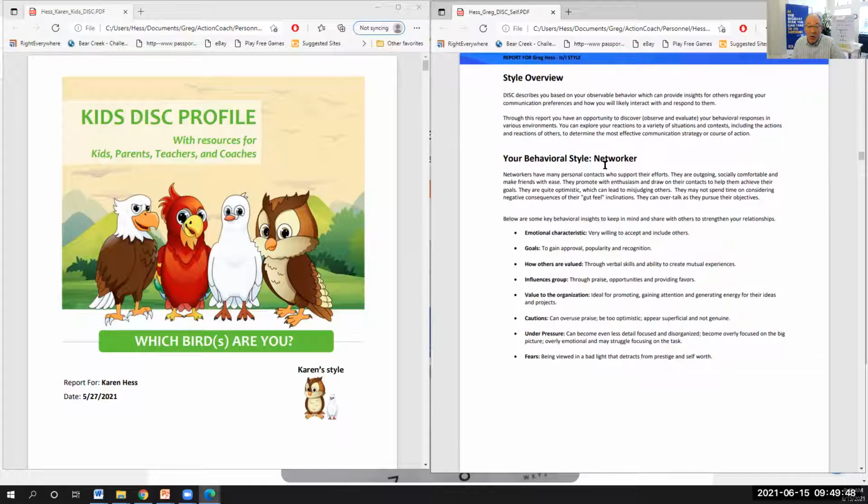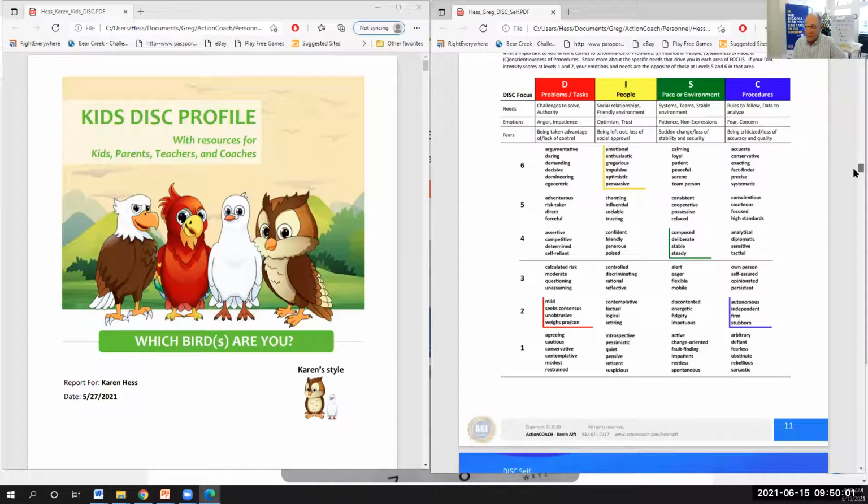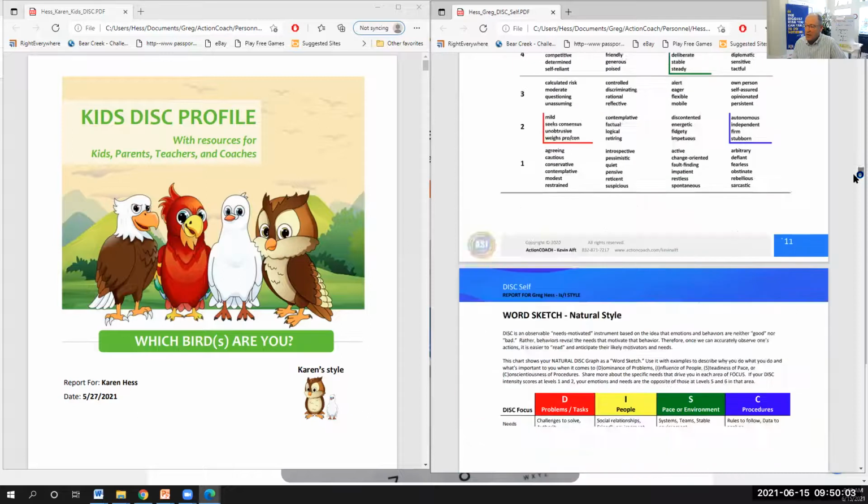In my case, I'm a networker, right? So that's what I like to do. I'm a high I, of course. And the other things that go with that, you get to see kind of how I react to things emotionally, what my preferred areas are, and especially use this in emotional understanding.